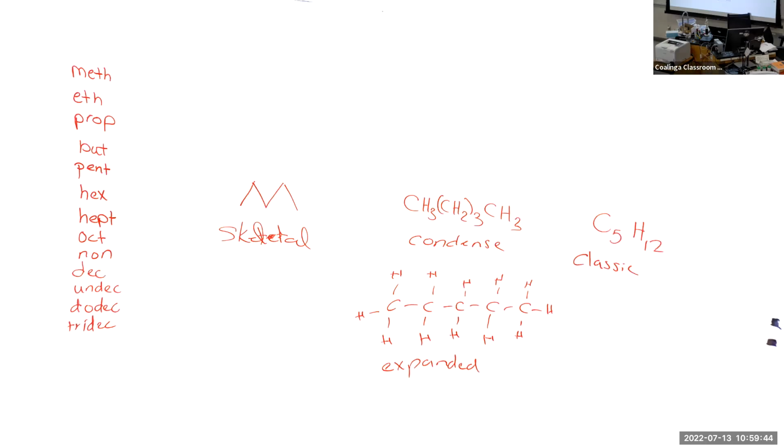Okay, so the condensed formula isn't going to tell us much, right? Because we don't know what that structure looks like. It could be a ring structure, a circle. It could be linear. You could have things that are coming off of it. So the formula isn't going to tell us that. So we rely heavily on the skeletal structure.